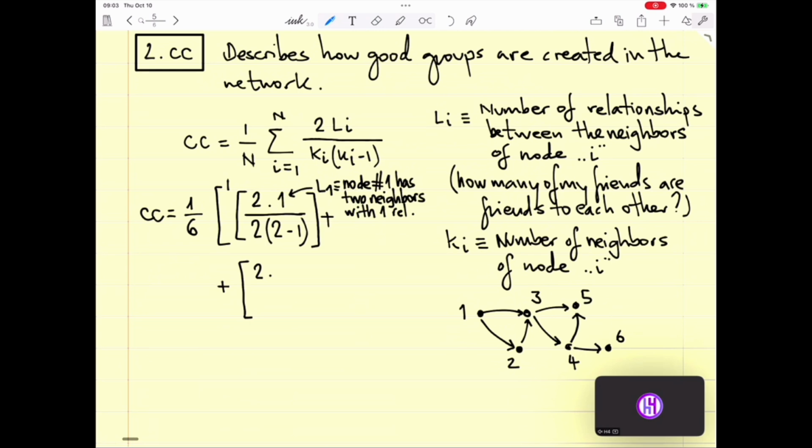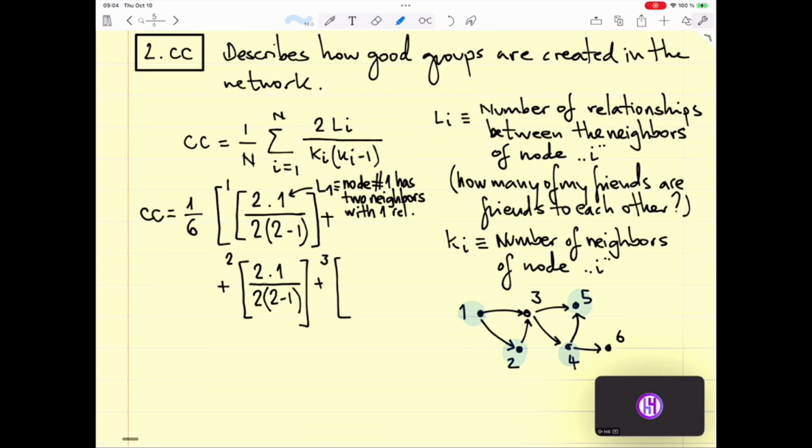times, for node number 2, how many are the neighbors of node number 2? 2. They have 1 relationship. So 2 nodes, they have 1 relationship. And then again 2 minus 1, plus, for node number 3, it's a little bit more tricky. I have 1, 2, 3, and 4 neighbors. How many relationships do they have to each other?